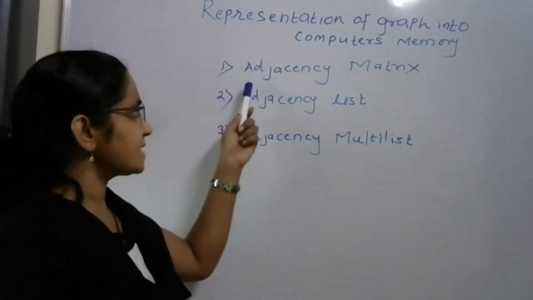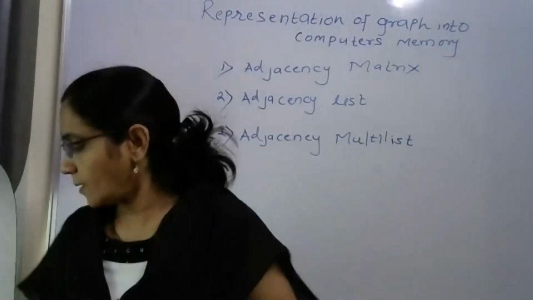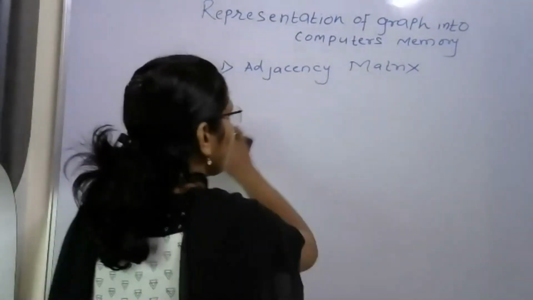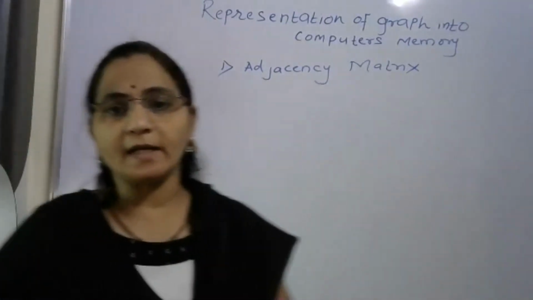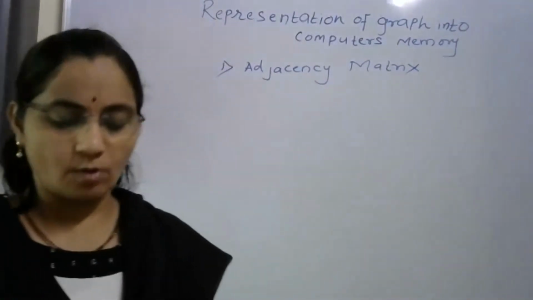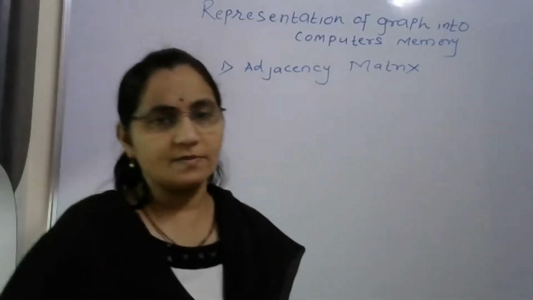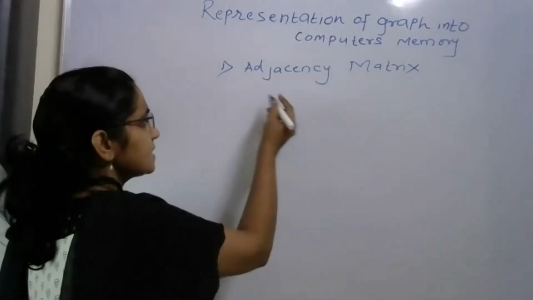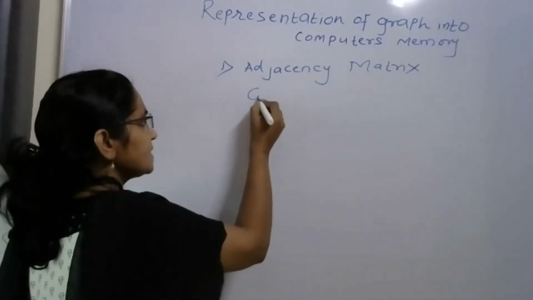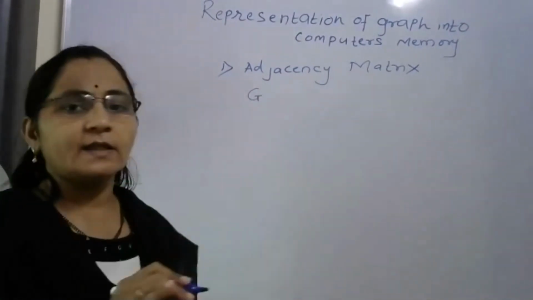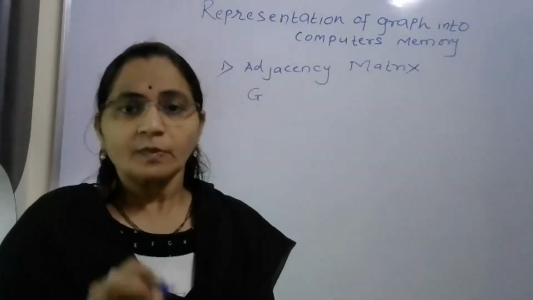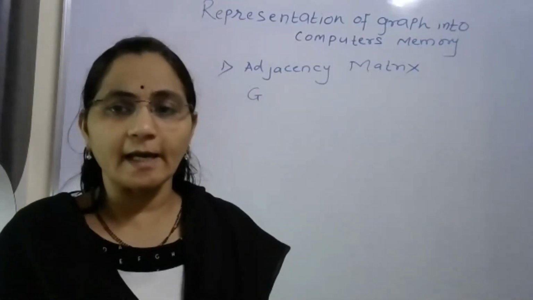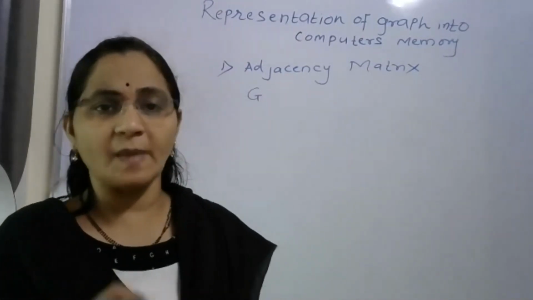The first is the adjacency matrix. So in case of the adjacency matrix, all of you know the concept of matrix. What do you mean by matrix? Matrix is nothing but the combination of rows and columns. So, in case of the adjacency matrix, suppose here I consider capital G is a directed graph or undirected graph. You can represent directed graph as well as undirected graph with the adjacency matrix.